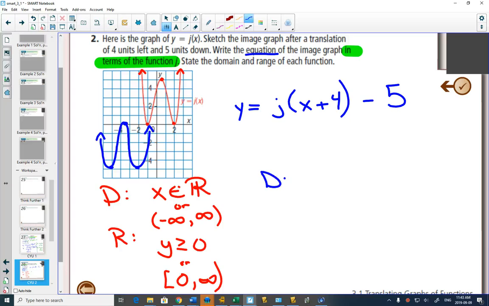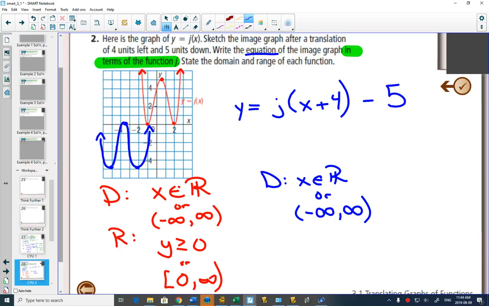Similarly, we can do our domain and range for our blue graph. Again, our domain is everything. Our domain are our x values, and what affects our x values is moving left and right. But if you had everything, and you move left or right, you still have everything.